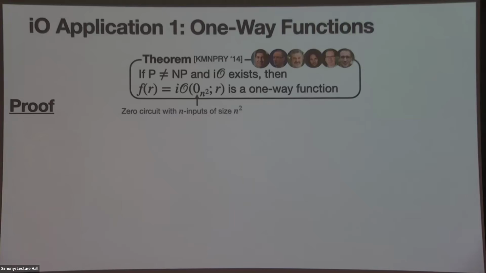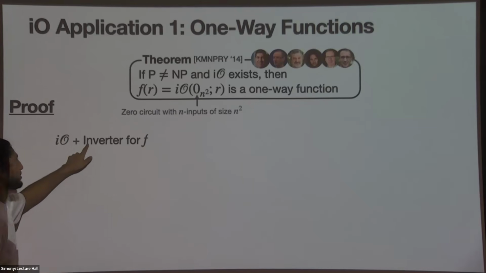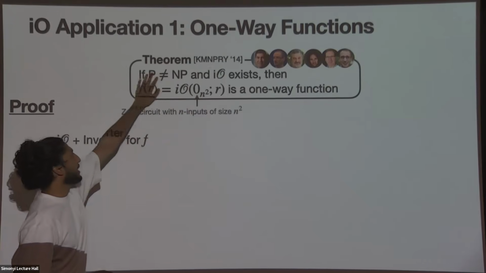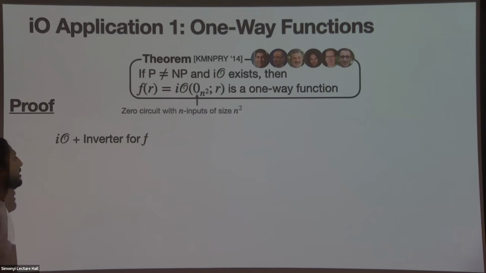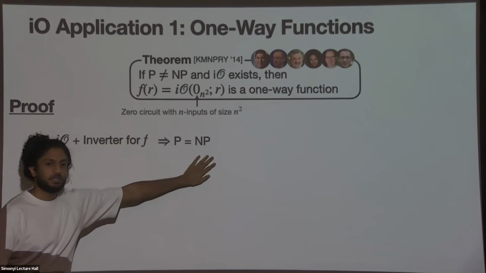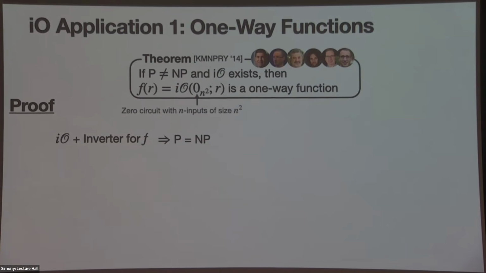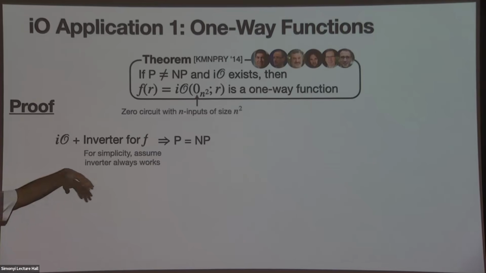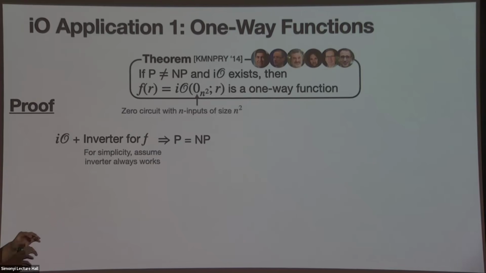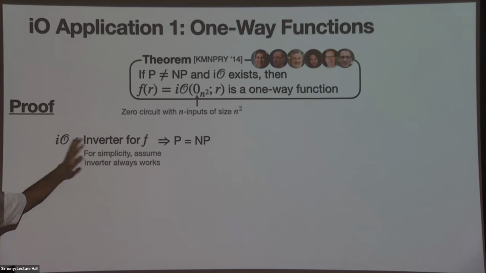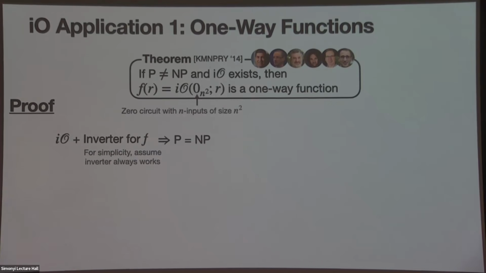All right, so here's the proof. The proof strategy is we're going to assume that IO exists, and there's some inverter for F. This is some function which goes from the circuit output back to some pre-image. We're going to use that to show P equals NP. That's our strategy. For simplicity, let's assume this inverter always works. It's not so important for the proof. It actually only works on average, but that's more state to carry around.